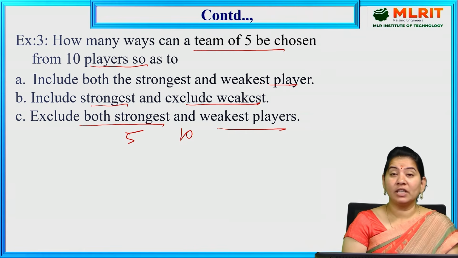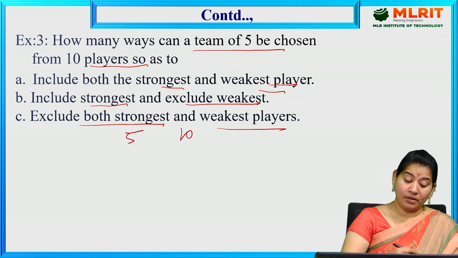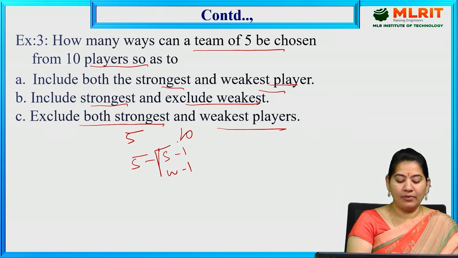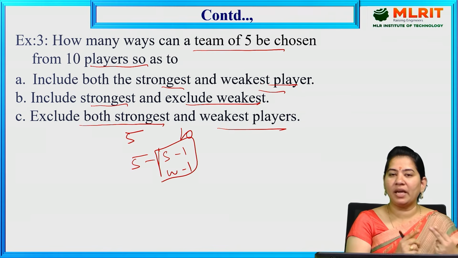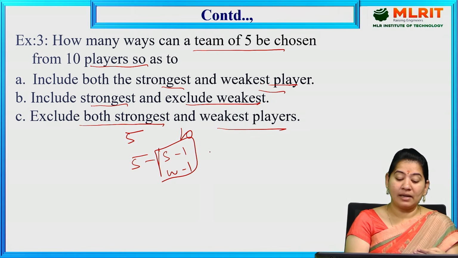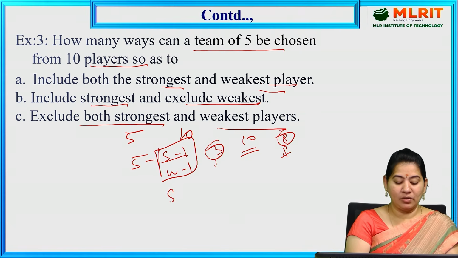So now here we have the conditions also. The first one is include both the strongest and weakest player. Out of these 5 you have to include the strongest one and the weakest one, meaning they are already fixed in the team. So the other 3 you need to select, but not from 10 players, because in the 10 we already have one strongest and one weakest player. So you have the other 8, and out of these 8 people you have to select 3 people. Then you get 8C3.